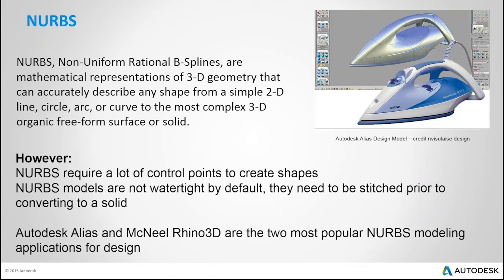So we look at NURBS, which was sort of the forerunner a little bit. NURBS stands for non-uniform rational B-splines and are basically mathematical representations of 3D geometry that can accurately be used to describe a 2D line, circle, arc, curve, or most 3D organic freeform surfaces or solids. The drawback to NURBS though is that they require a lot of control points to create shapes. Programs that use them are typically things like Autodesk Alias, McNeel Rhino 3D. So they're some of the most popular ones for utilizing the NURBS format.